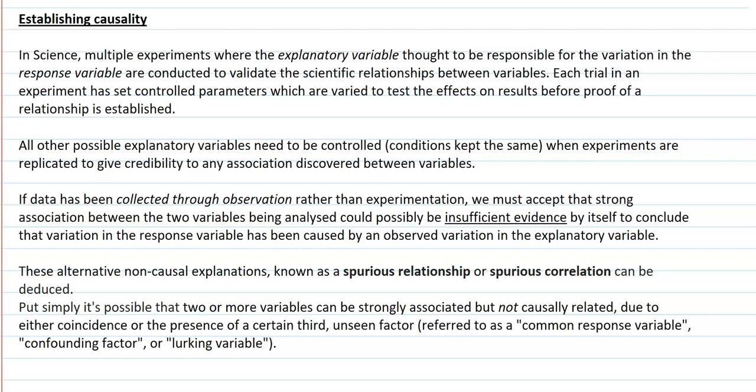These alternative non-causal explanations are known as spurious relationships or spurious correlations. To put that terminology really simply, it's possible that two or more variables can be strongly associated but not causally related. The common reasons why are either a coincidental relationship or the presence of a certain third unseen factor. We refer to that as a common response variable. Another word is a confounding factor or a lurking variable.